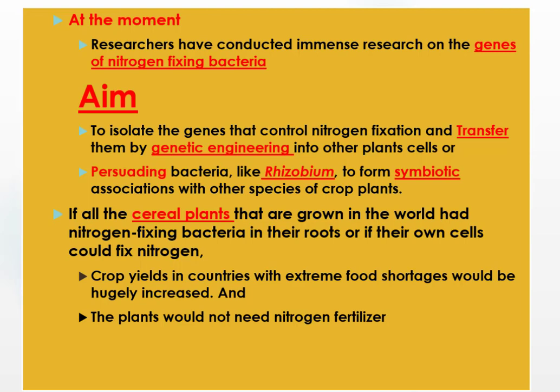If all the cereal plants that are grown in the world had nitrogen fixing bacteria in their root nodules, or if their own cells could fix nitrogen, crop yields in countries with extreme food shortage would be hugely increased, and the plants would not need nitrogen fertilizers. It saves money and energy expenditures to make and have nitrogen containing fertilizers.